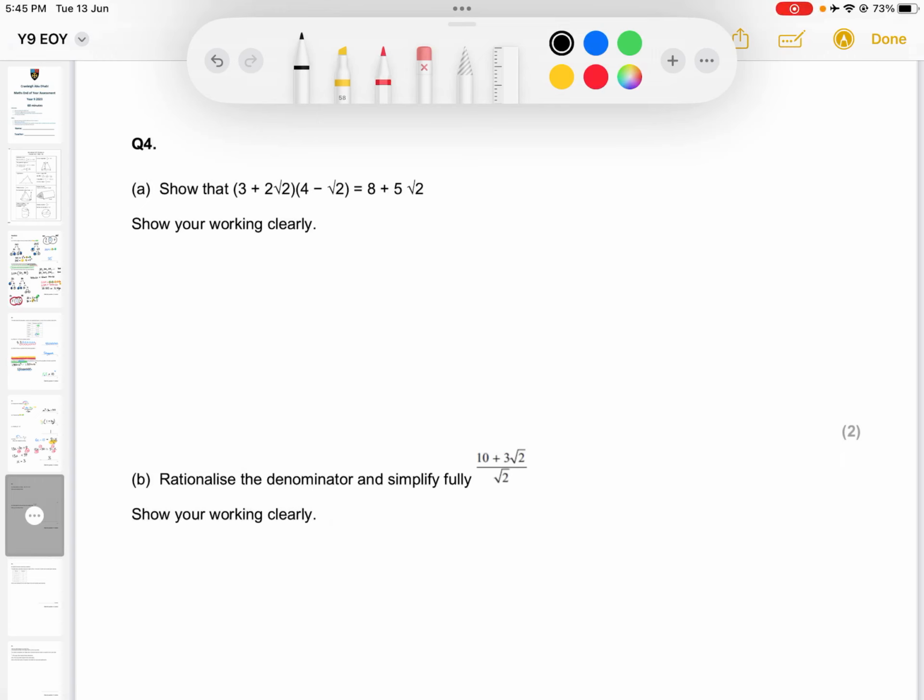Question 4. Show that these two pairs of brackets expanded simplifies to give you 8 plus 5 root 2. Show your working clearly. You've got to be careful with surds here. You have to show absolutely every step along the way.